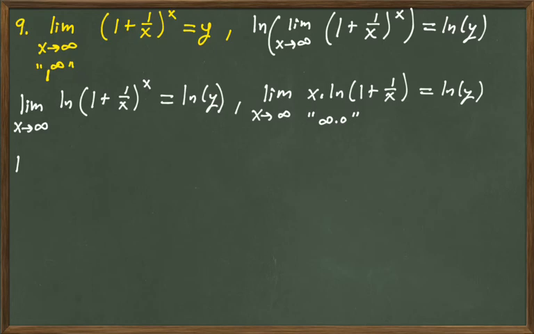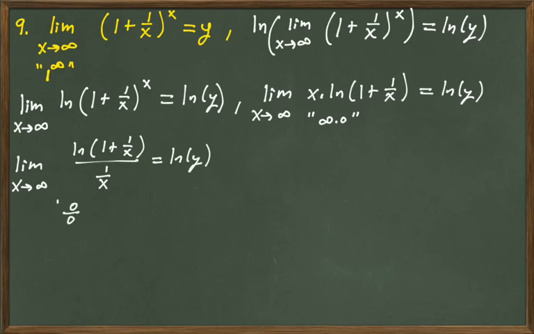But now what we can do is, like in the previous example, we'll write x as 1 over 1 over x. So this is the limit as x approaches infinity of the natural log of 1 plus 1 over x divided by 1 over x, and that's going to be equal to the natural log of y. So now we have the natural log of 1 over basically 0, so that's going to be 0 over 0. So now we can apply L'Hopital's rule.